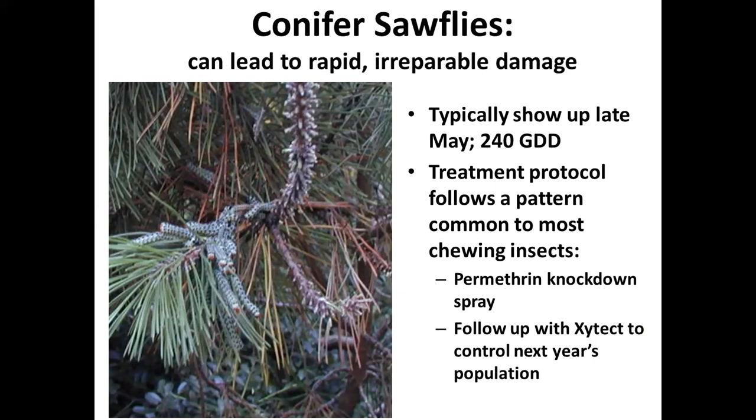So the way we treat these is a common pattern for most of the chewing insects. We'll hit them with that permethrin for the knockdown of the current population, and then follow up with Zytec, a systemic that will stay in there. Then next year's needles will have the insecticide built in, and when they feed, it takes care of them, so you won't need to spray the next round. The knockdown spray is for the first arrival, when you see a new population, you've got to knock them down as soon as you can. And then the systemics are very good at keeping these in check.